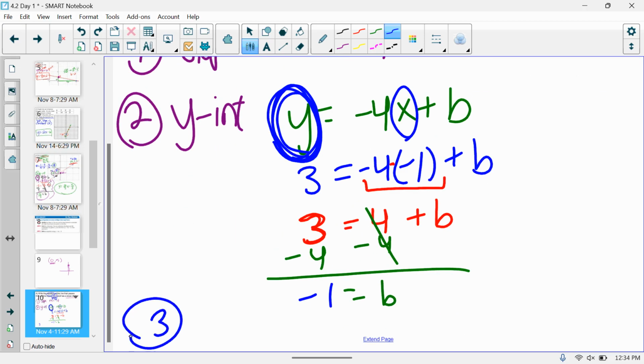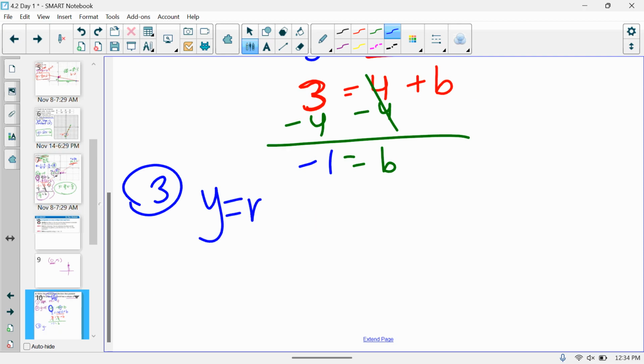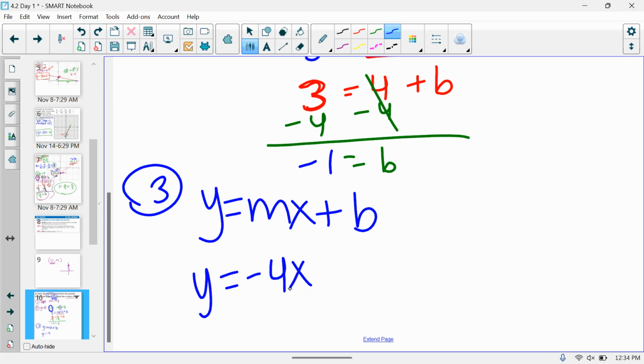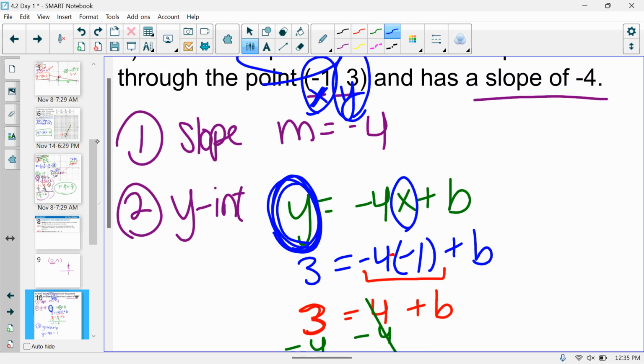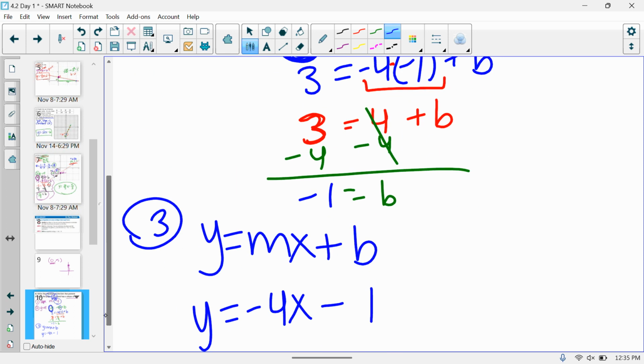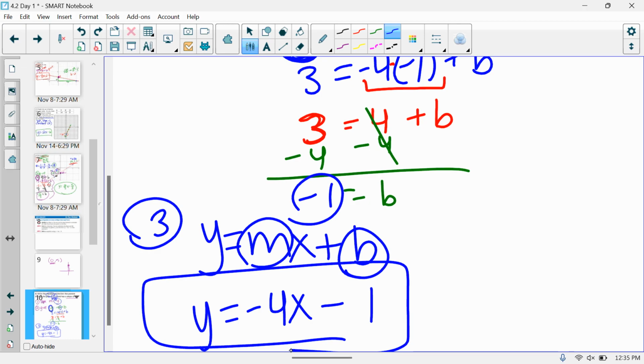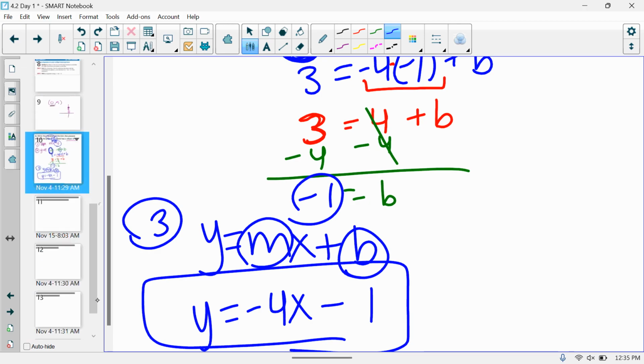So step 3, we're ready to write the equation now. What will the equation of my line be? Madeline? Perfect, because I found right here that the slope was -4 and I found the y-intercept was -1, so I just fill those things in for M and B now. So that's my answer. Questions on that one?